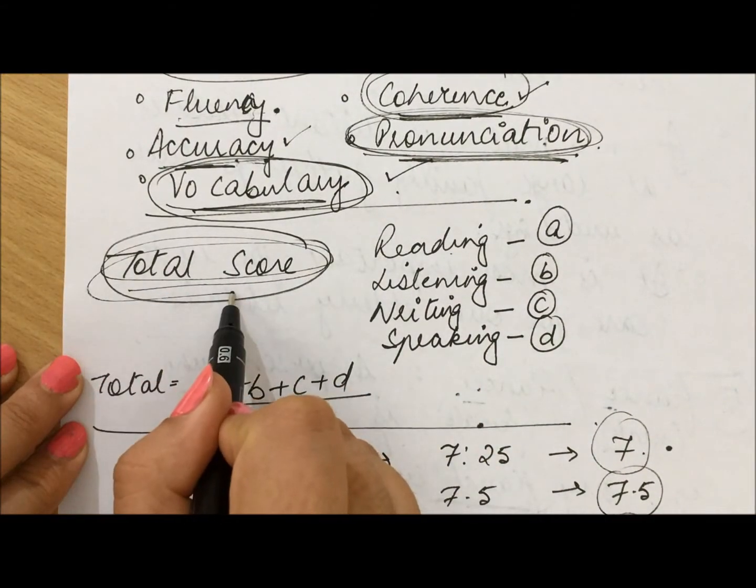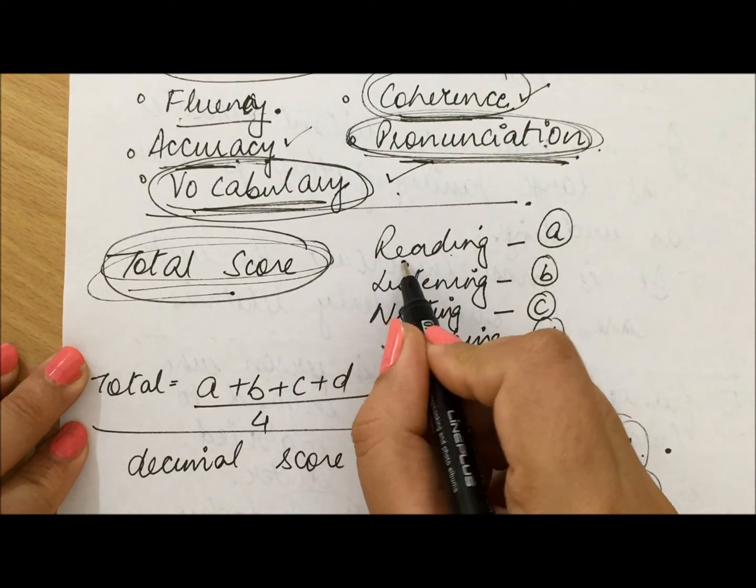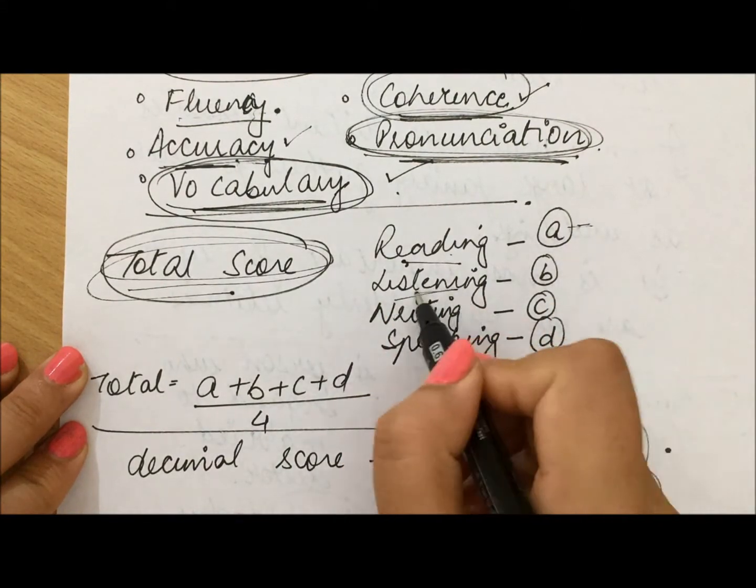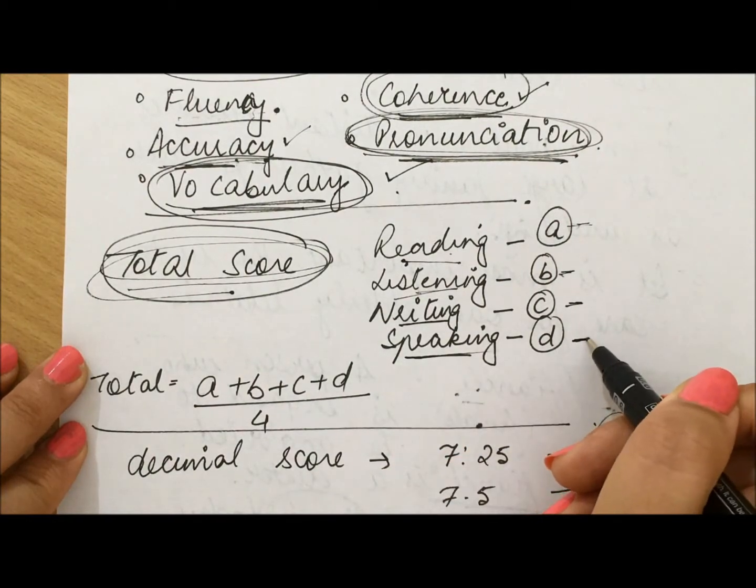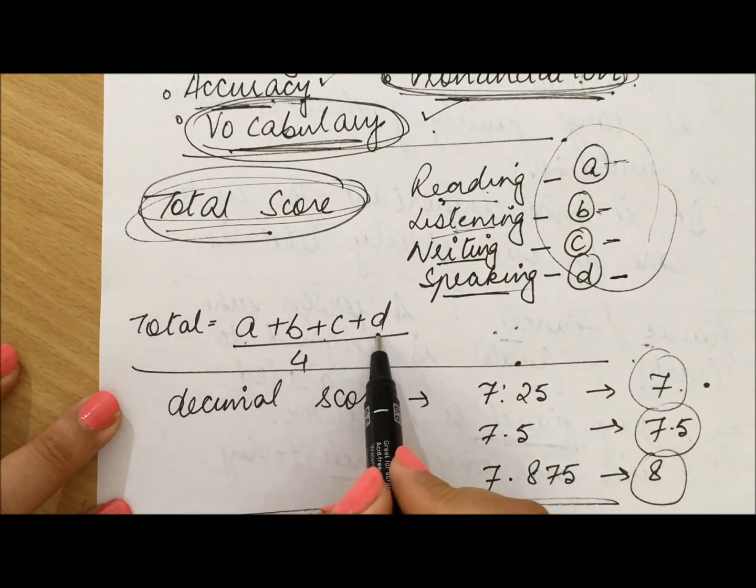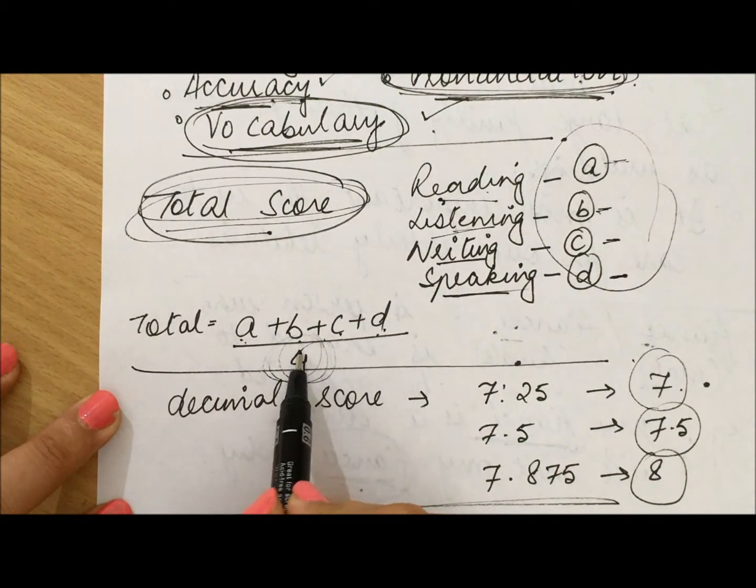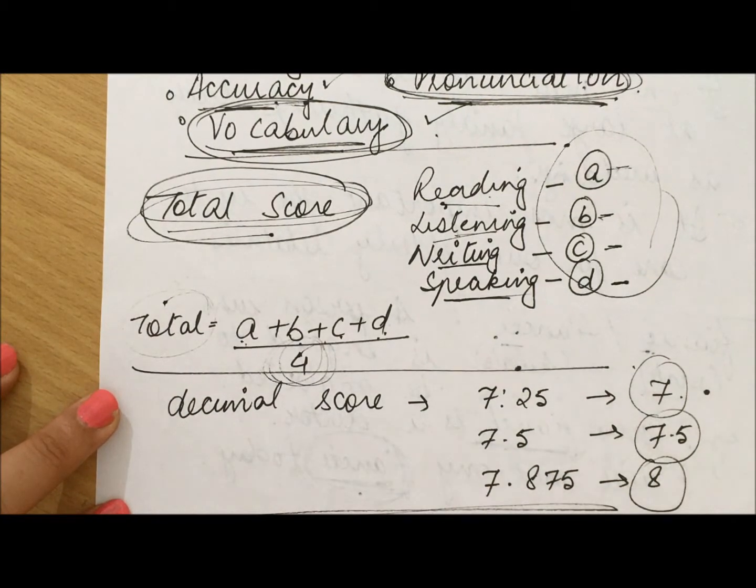Now, how do you calculate your total score? So let's say you got your individual scores. Reading, you got A bands. Listening, you got B bands. Writing, you calculated C. Speaking, you calculated D. Okay. So you take all of these, you sum them up. A plus B plus C plus D, and then you divide it by 4, because the total score is an average. Okay, it's the average score.